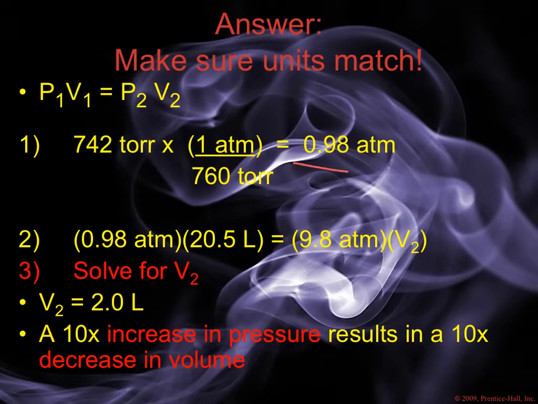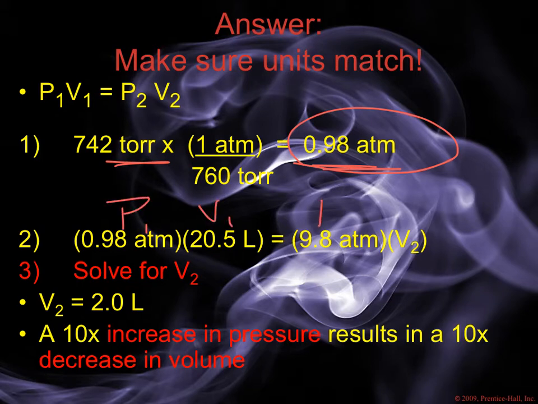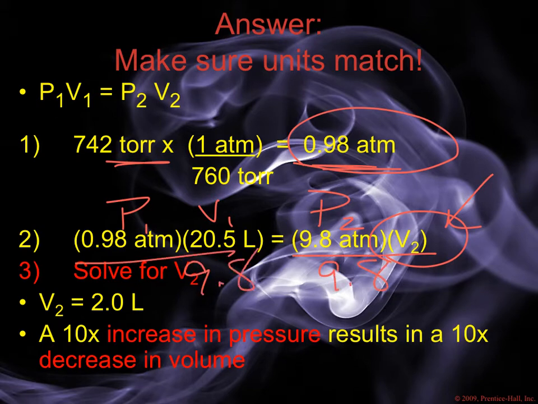All right, so this is converting between torr and atmosphere again. And number 2 shows all the values plugged in. So here again is P1 times V1 equals P2 times V2, and we're trying to solve for V2. Now remember, if you want to solve for something, you have to isolate it, put it by itself on one side of the equal sign. How do we do that? By dividing both sides by 9.8. When you do that, you find that V2 is 2 liters.